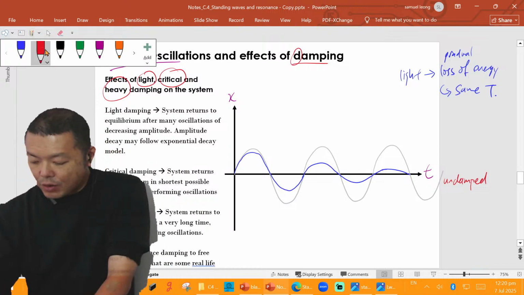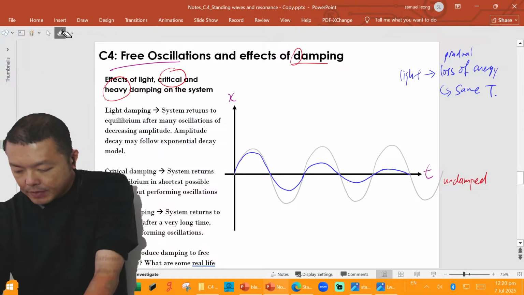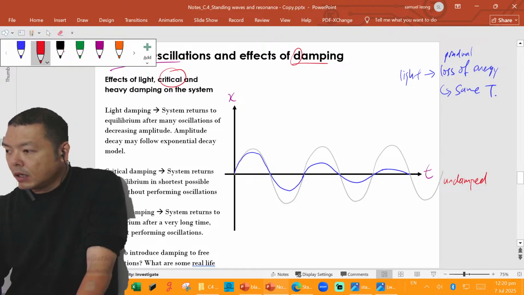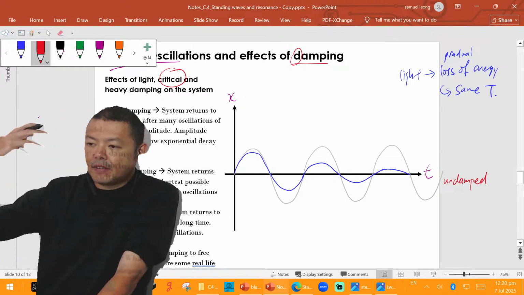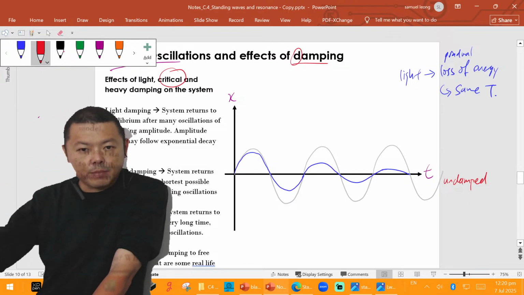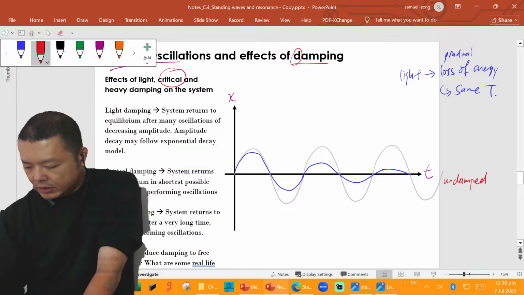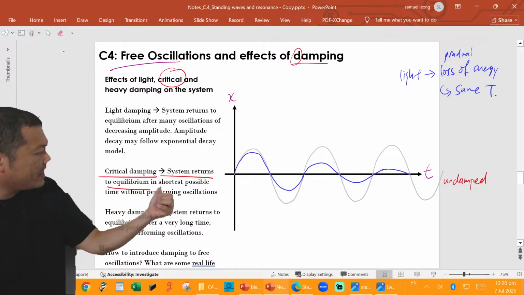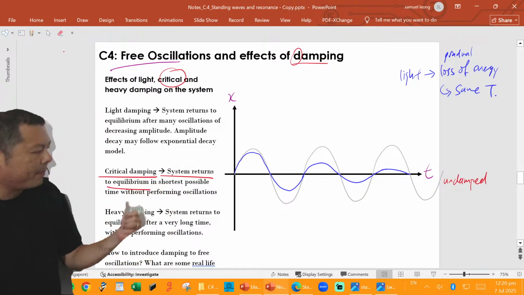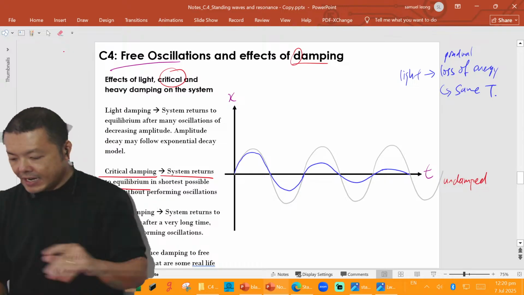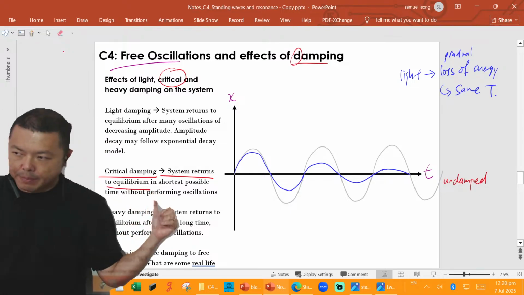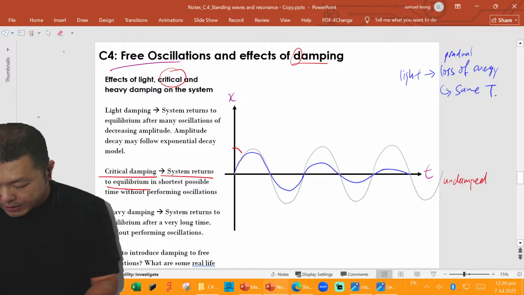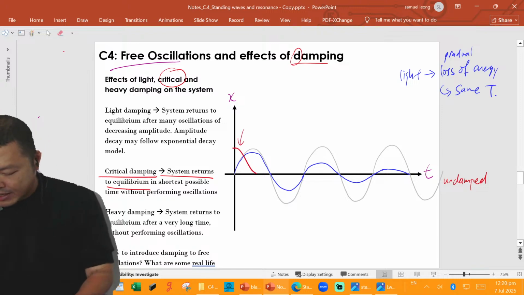Okay, now critical damping. Let's talk about critical damping. Critical damping is a special type of damping. That means that the amount of damping exerted on a system is so much that it returns to equilibrium in the shortest possible time without performing any oscillations. This is what we call critical damping. So for critical damping, usually we start off from here, right? We start off from amplitude and then it just goes back down like this. This is an example of critical damping.